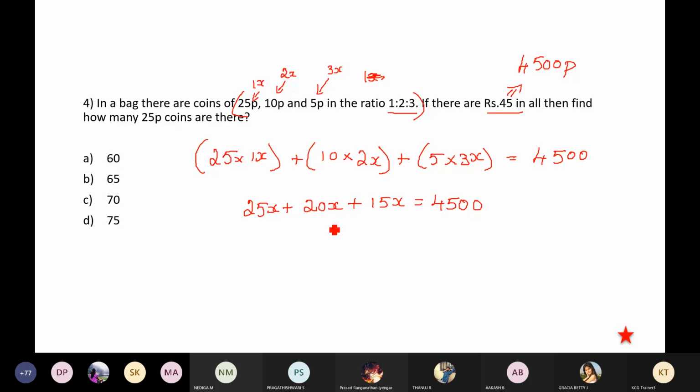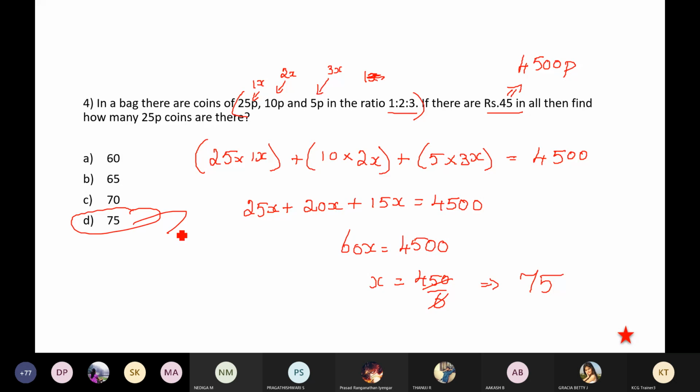So when you add them, you get 60x is equal to 4,500. So x is equal to 450 by 6. What's my answer, people? So when you cancel it in terms of 3, you get 150 by 2. So it's 75. My answer is 75. Are you guys clear here? Done? Very good. Excellent then. Moving on to our next question.